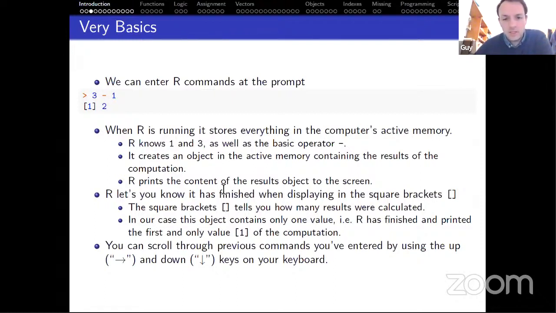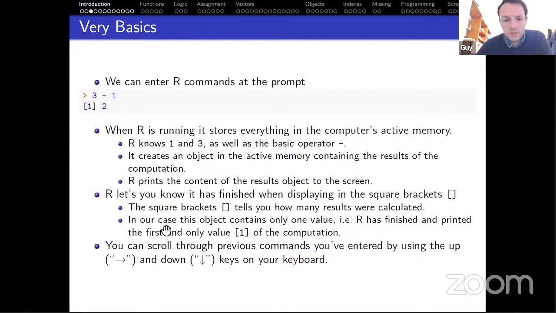R lets you know that it's finished, that it's printing an output, using these square brackets. These square brackets tell us that the results are calculated and how many results there are. In this case, at the top here, there's only one result, right? It's just one number, but you might get a whole column, a whole vector of numbers, and then you might have lots of square brackets giving you the number of results.